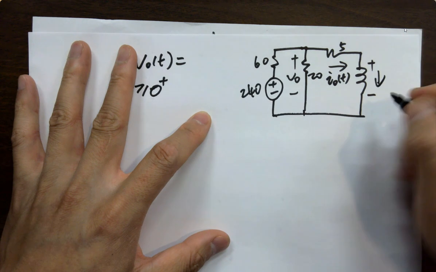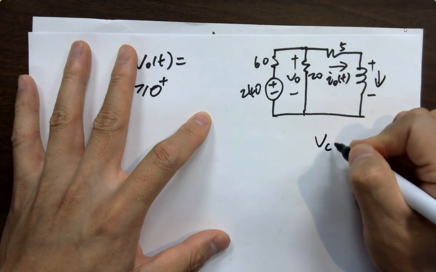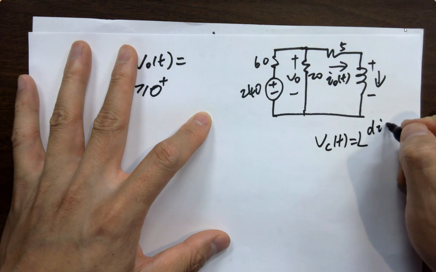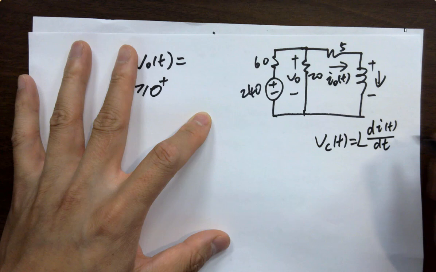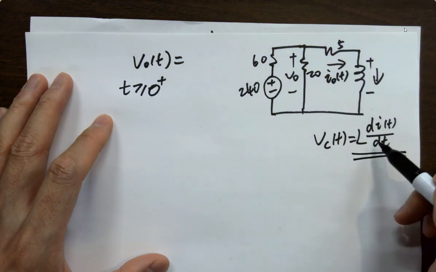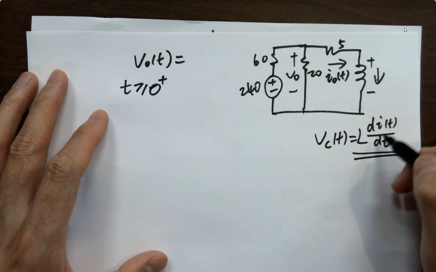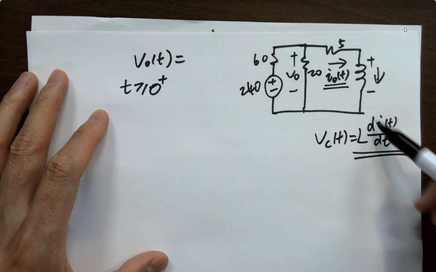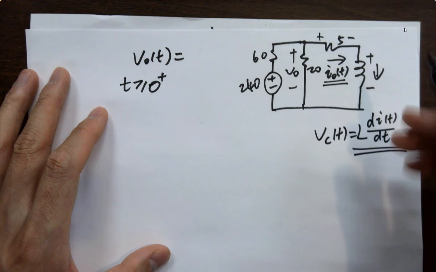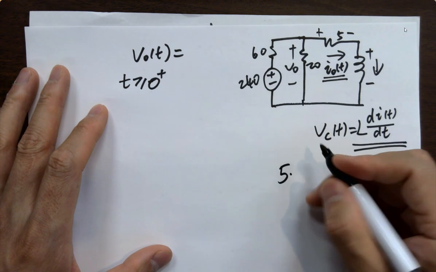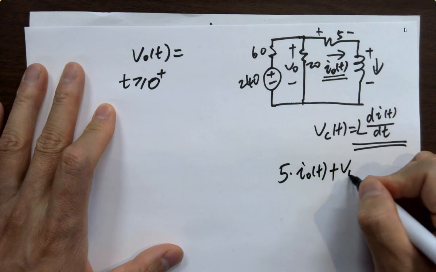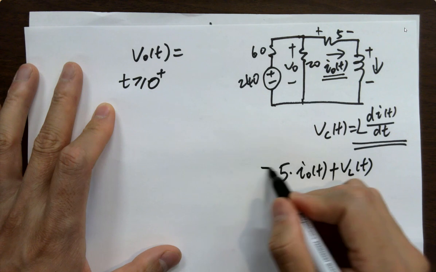Since current here is given, so VL(t) is what? L di/dt. So this voltage can be represented by this guy. Just do a derivative of i(t) since this is already calculated. And the voltage drop across this guy is 5 ohms times I0(t), plus VL(t) equals what?